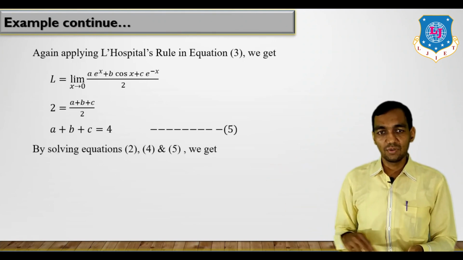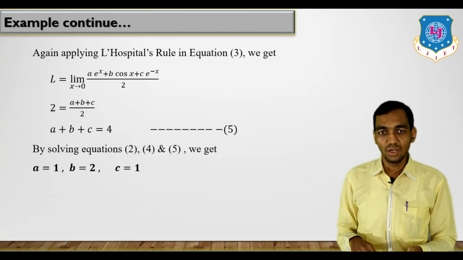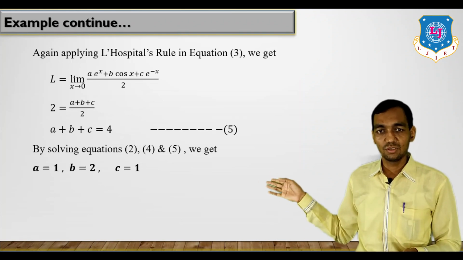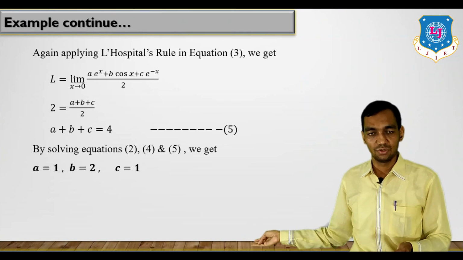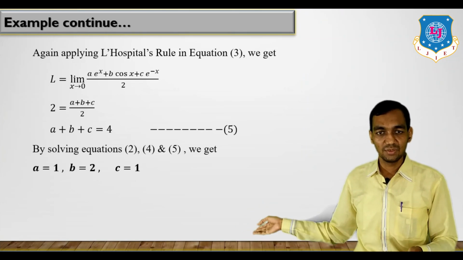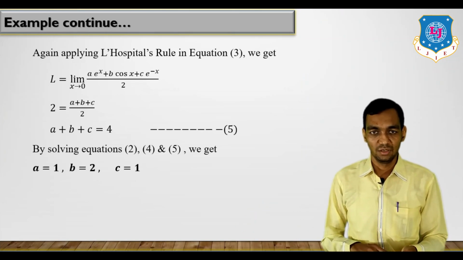So now you have equations 2, 4 and 5. Solve them and that will give you the values of a, b and c. So a has a value 1, b has a value 2 and c has a value 1.